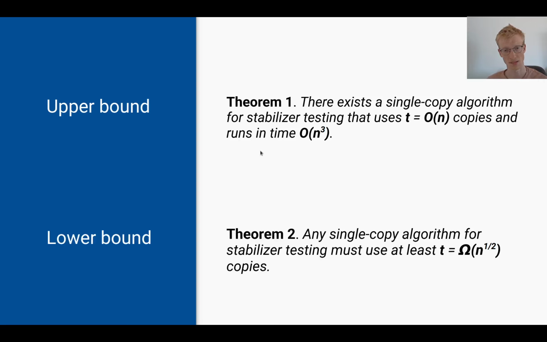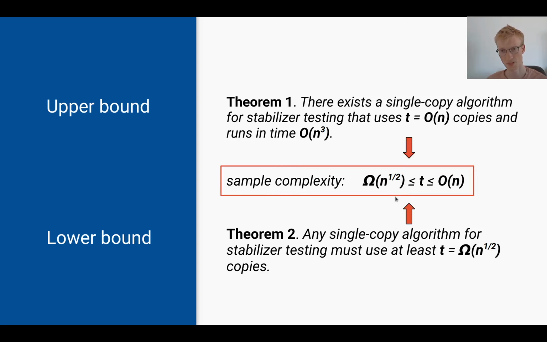Our second result is complementary. In fact, we show that any single copy algorithm for stabilizer testing must use at least square root of n copies. So in particular, if you take these two results together, then you can see that we somewhat characterize the sample complexity. It has to lie asymptotically in the regime between square root of n copies and a linear number of copies.